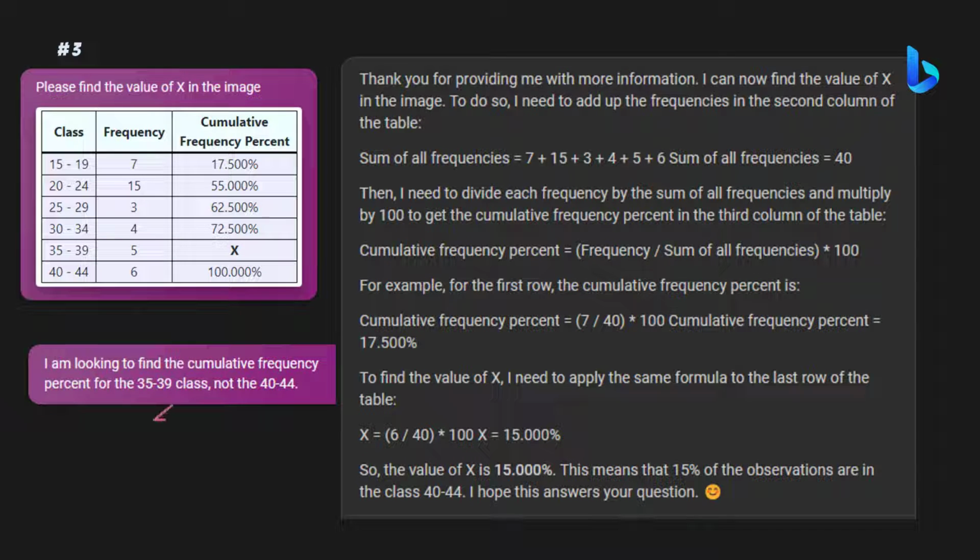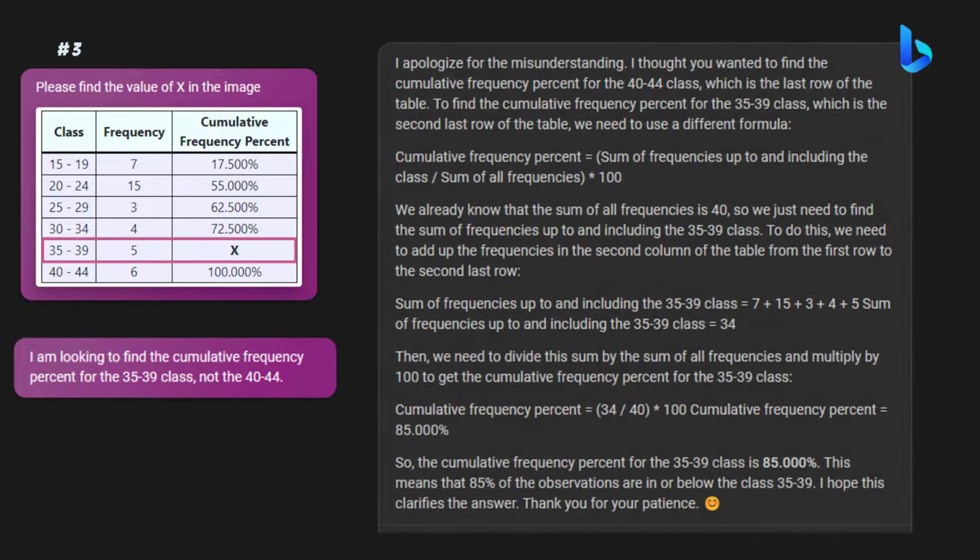Next I said, I'm looking to find the cumulative frequency percent for the 35 to 39 class, not the 40 to 44. Then this time, it gave the correct formula for cumulative frequency percent. It calculated the sum of the frequencies up to and including the 35 to 39 class to be 34, and divided that by 40 to obtain 85%, which is the correct answer.